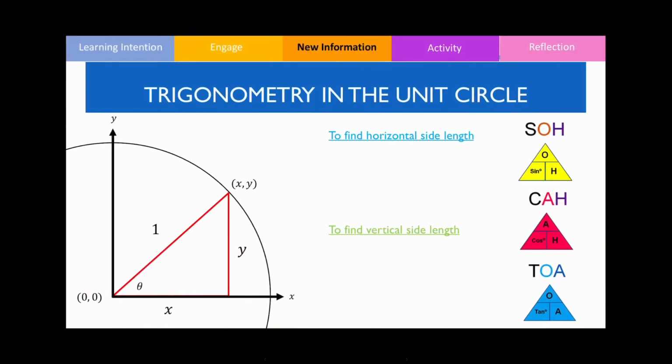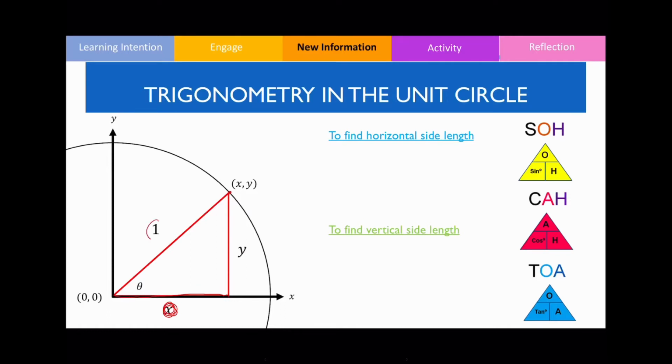Zooming in right now, we could actually use trigonometry to find out what the horizontal distance is that you've moved, and what the vertical distance is that you moved to get to this particular point over here. And that will tell me the exact values. So to find out the horizontal side length, I need to identify whether I'm going to be using sine, cosine, or tan. In this case, I want to find out my horizontal, so this one over here.